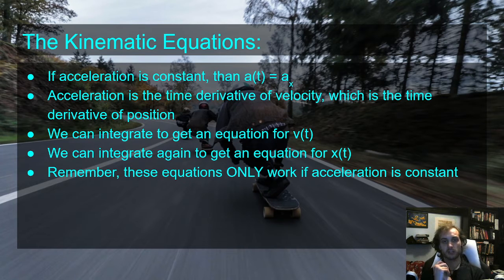Specifically, because acceleration is the time derivative of velocity and velocity is the time derivative of position, we can take an integral of that equation to get the velocity equation, and then take an integral again to get the position equation. So that's our strategy. This will give us two baseline equations to work from. These will only work if your acceleration is constant.